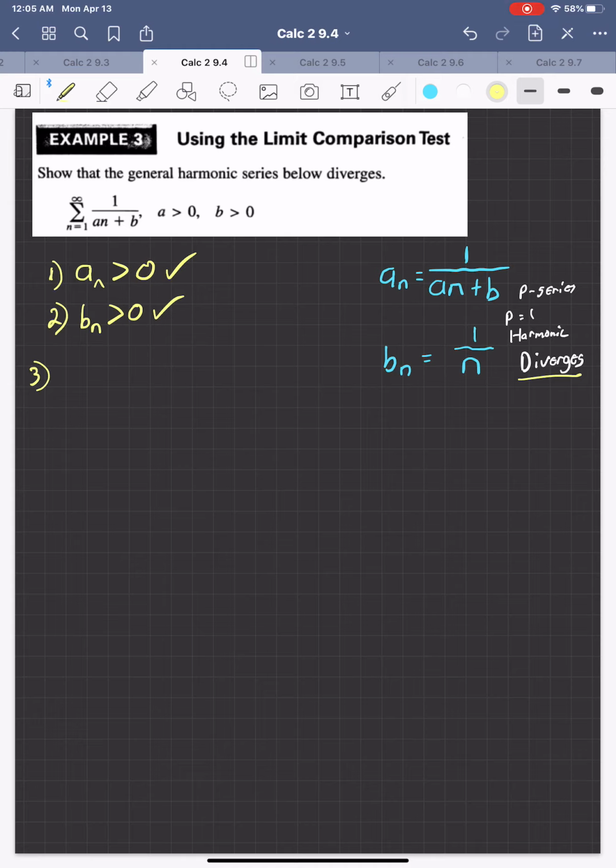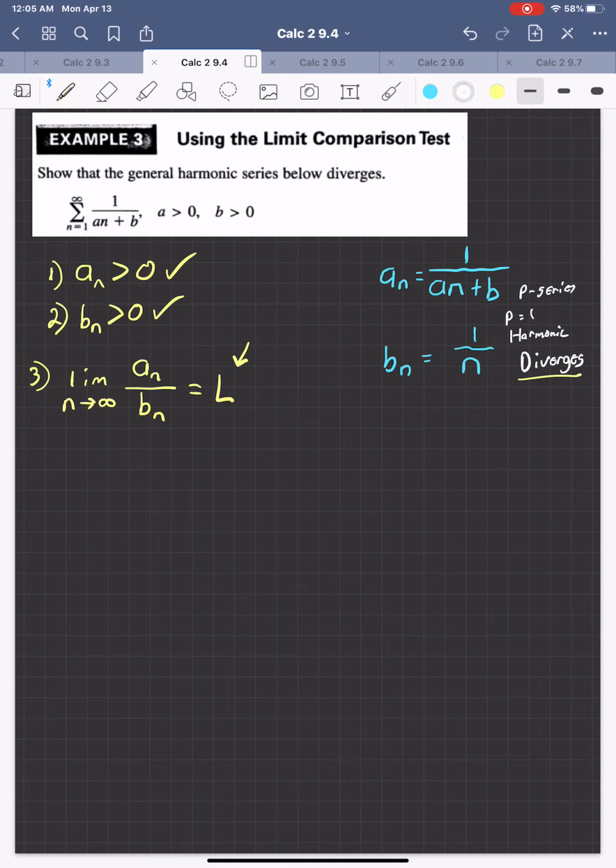The third criteria is we have to take the quotient, and we're going to take the limit of that quotient as n goes to infinity of a sub n divided by b sub n. What comes out of that has to be a finite number that is positive. Okay, so that's our job right now.